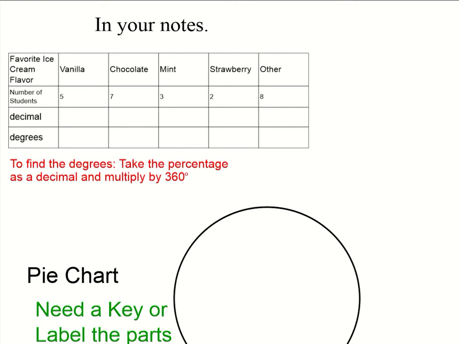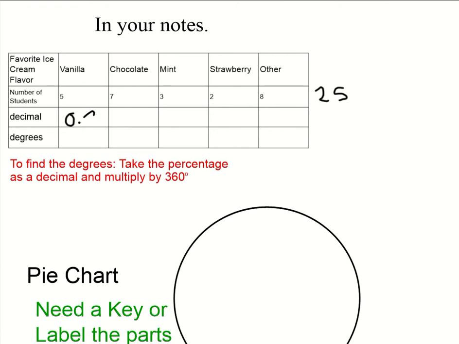And so what we need to know as we're making a pie chart is we need to know the whole. How many students did we ask in total? And so if we add those all up, we asked 25 students. You may ask why that's important. Well, because it's going to help us find the decimal. And so if we start with vanilla, to find that decimal, we need to take the number of students who like vanilla, and divide it by the whole, that 25. So we take 5 divided by 25, and we get 0.2, so that is our decimal for that one.